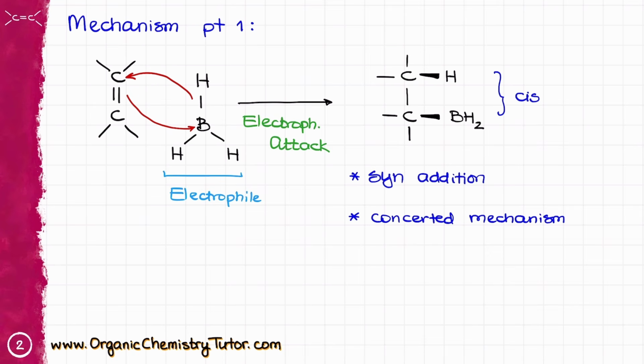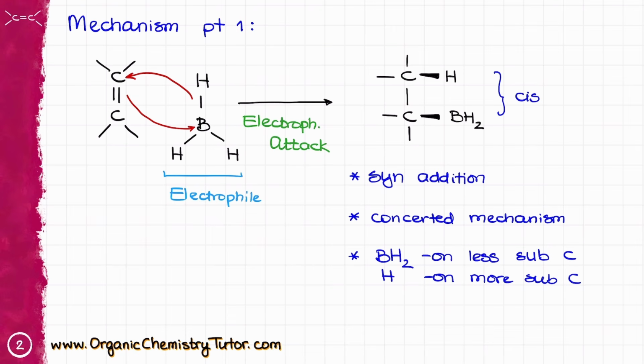Another important aspect of this step is that this is a concerted mechanism, which means that everything happens in one movement. There are no intermediates or nothing in between our starting materials and the products of this step. I've also mentioned that this reaction is regioselective, meaning that BH2 in this case is going to end up on the less substituted carbon, while my hydrogen is going to end up on the more substituted carbon, and we will see how exactly that looks on a real example once we are done talking about this generic mechanism here.